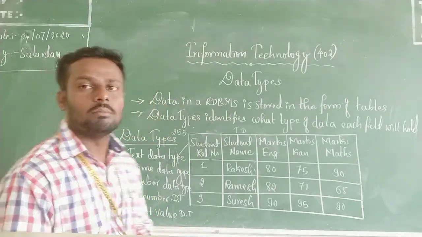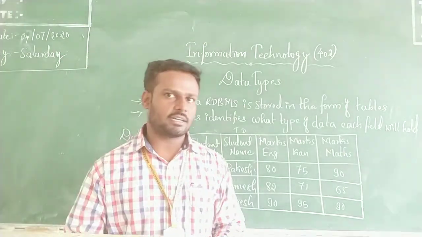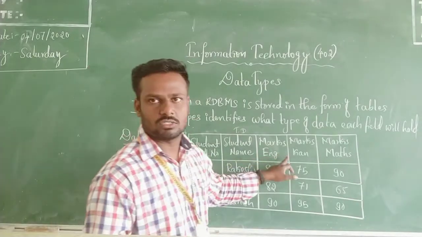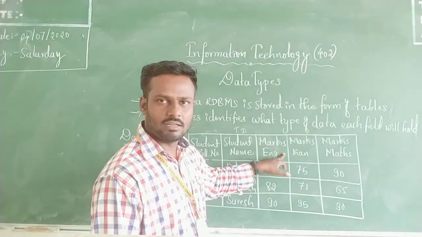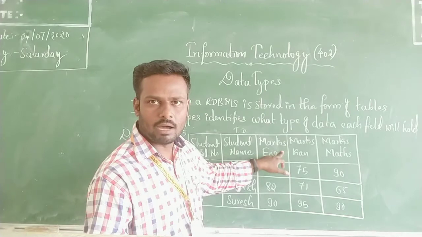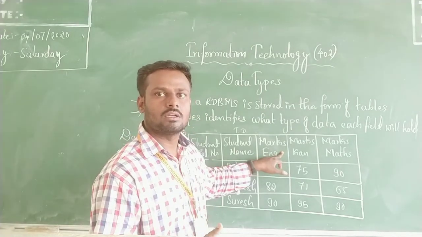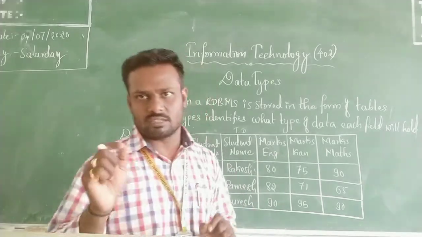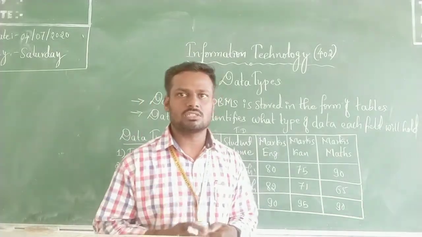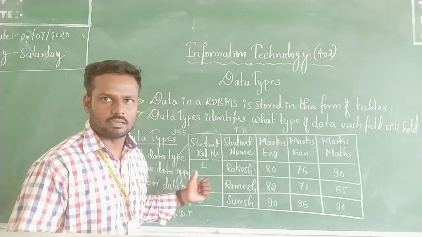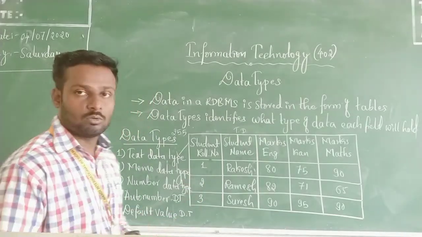Next we have number data type. For the number data type, come to the marks, right? Here in the table I have a field called marks, percentage, total number of marks, right? So if we have any calculation related fields, for such fields you can go for the number data type. Okay, and next we have auto number.